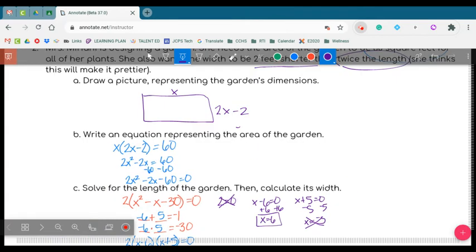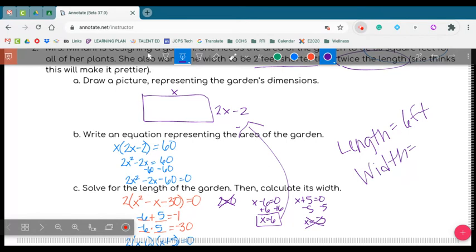So if we take this back up here, we know our length is going to be 6 feet. And then our width, we have to do some calculations. Our width is 2 times our x, which is 6, minus 2. So it's going to be 12 minus 2, which gives you 10 feet. And those are the dimensions of Mrs. Mariani's garden.